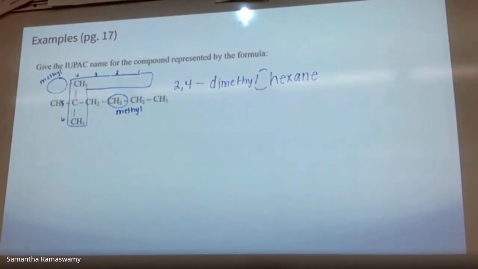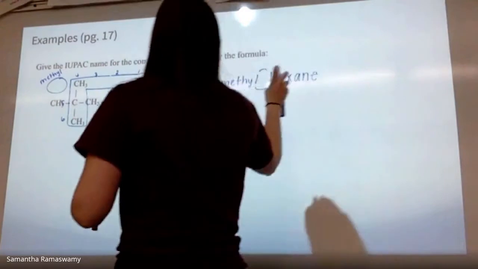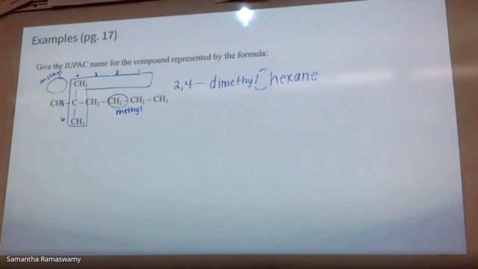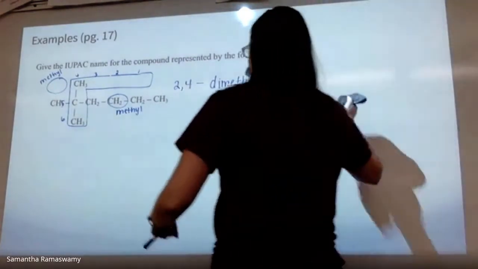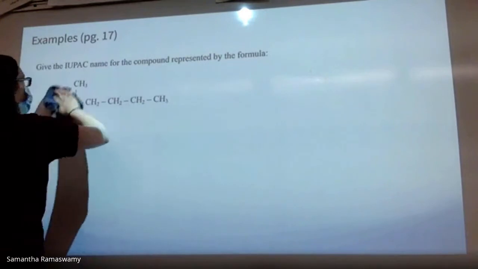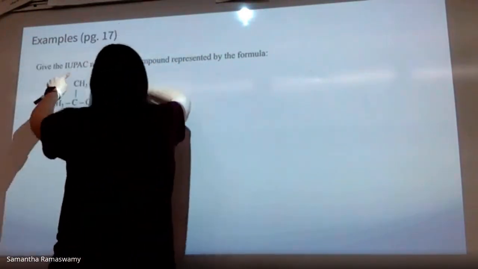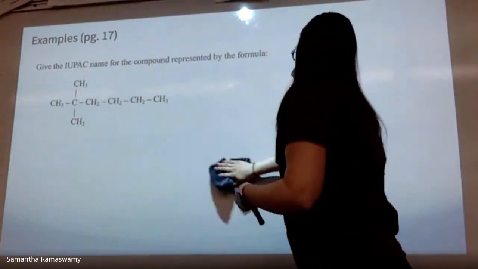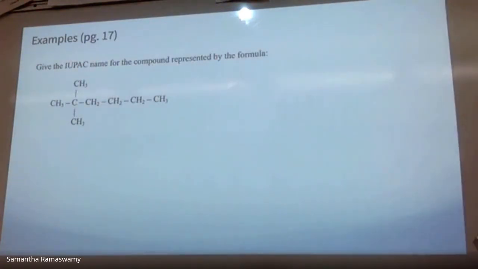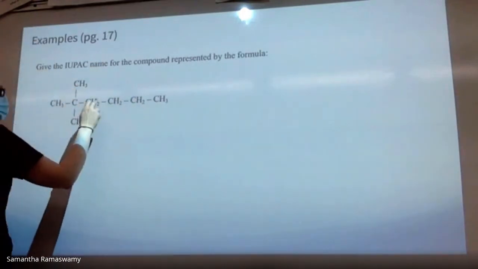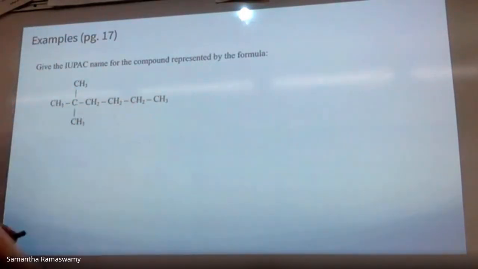Take a look at this next one. Always start by finding your longest chain. So you count through. So now we're on page 17. Count through. Right? You can go in a straight line, count that way, see how many carbons you have. You could start at the top and go down. But if you count through this way, I have 1, 2, 3, 4, 5, 6. 1, 2, 3, 4, 5, 6. So I have 6 no matter what.